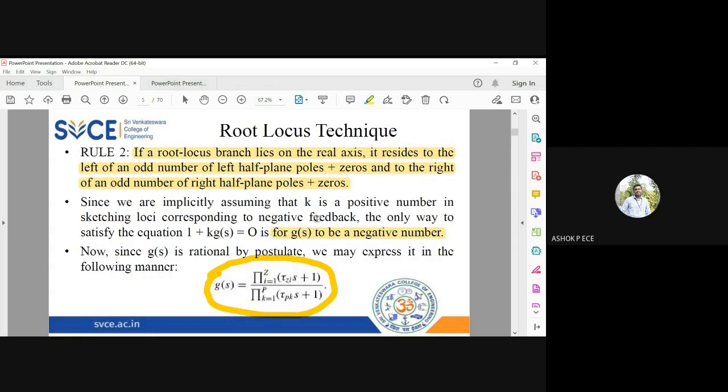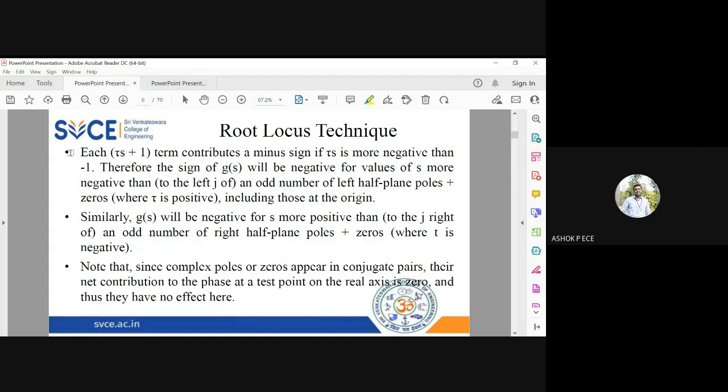So each tau s plus 1 term will contribute a minus 1, because when you equate the denominator to 0, each term will contribute a minus sign. Therefore, the sign of g of s will be negative if the number of terms is odd, and if the number of terms is even, then the sign is going to be positive. That is what they are saying.